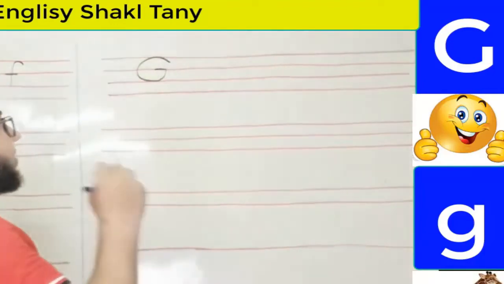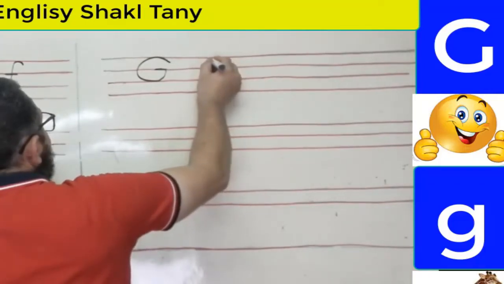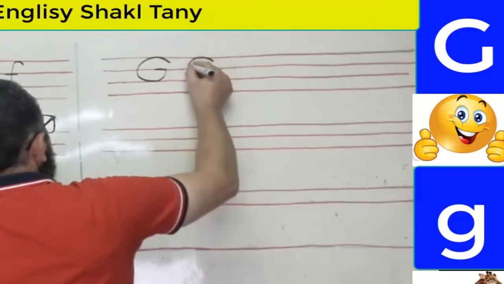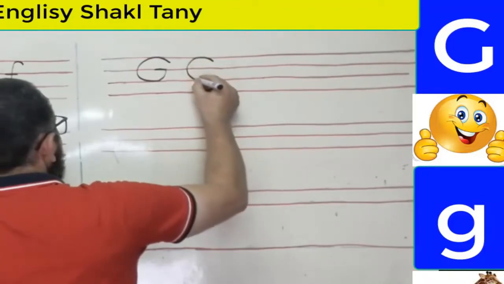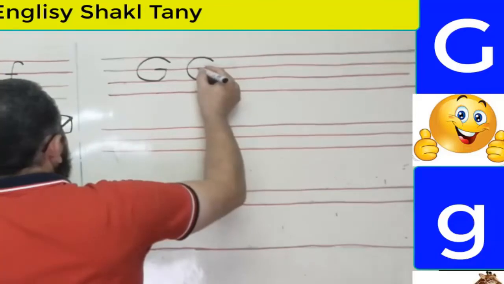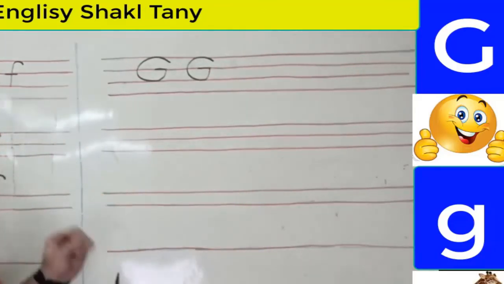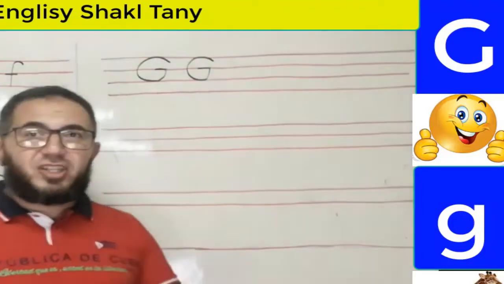Again, we start at the top from the first line. Make a curved line like that. Go to the third line. Go back again to the second line like that. Then make a sleeping line like that. It's G capital.